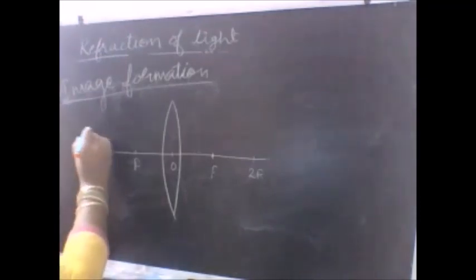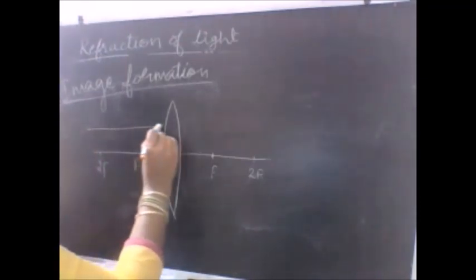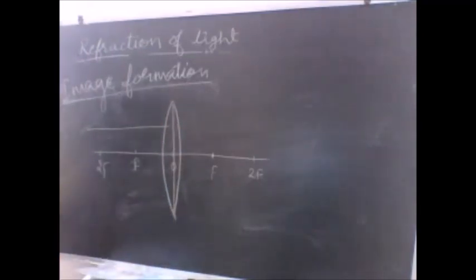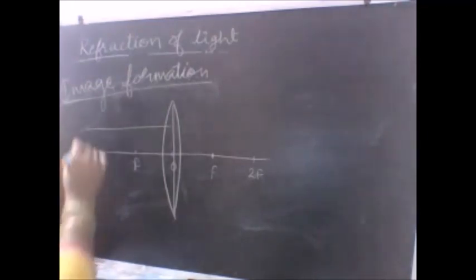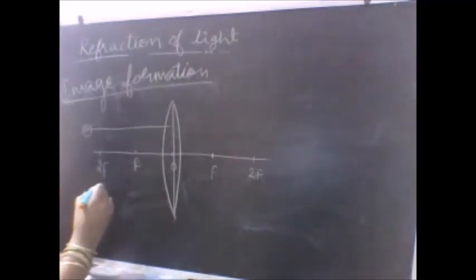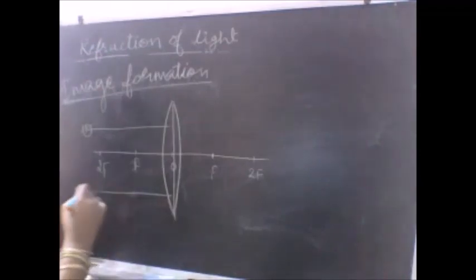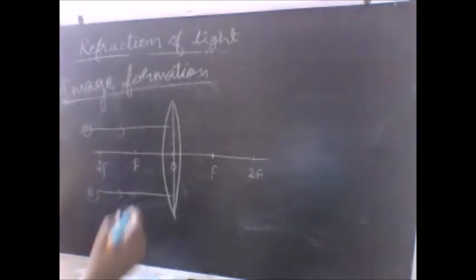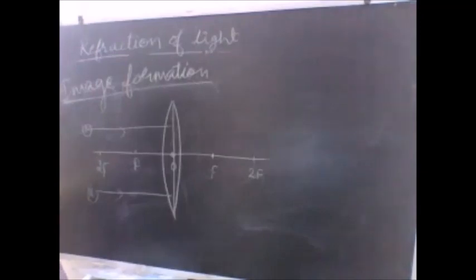If the object is taken at infinity, that means the light rays must be parallel to each other. They might not be parallel to the principal axis, but they should be parallel to each other. So I have taken one incident light ray, I have taken a second incident light ray. So how many rules should I use to get the image? At least 2 rules are to be used to get the image formation, because for 2 rules I will get 2 refracted light rays, and wherever the refracted light rays meet, there only the image is formed.